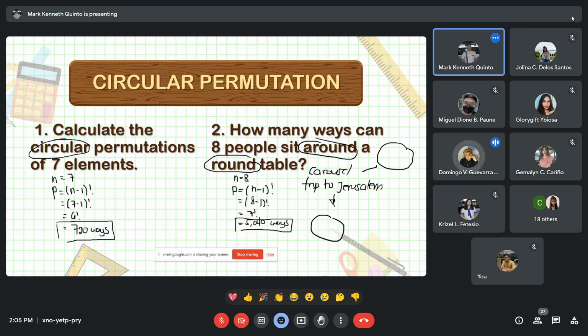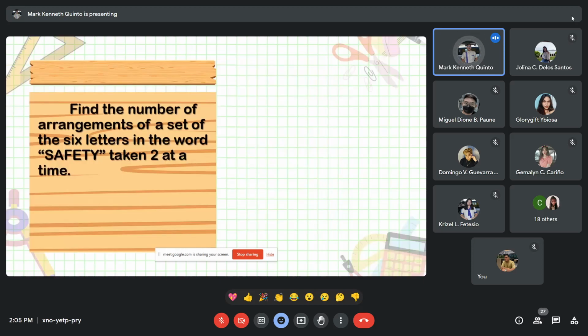Okay, so questions regarding circular permutation? None so far. Ferris wheel, bilog din yon, tama? Ferris wheel. Di ba? That is actually round. So, since there is no question, I want you to try to identify what type of permutation is this one. Find the number of arrangements of a set of the six letters in the word safety taken two at a time.